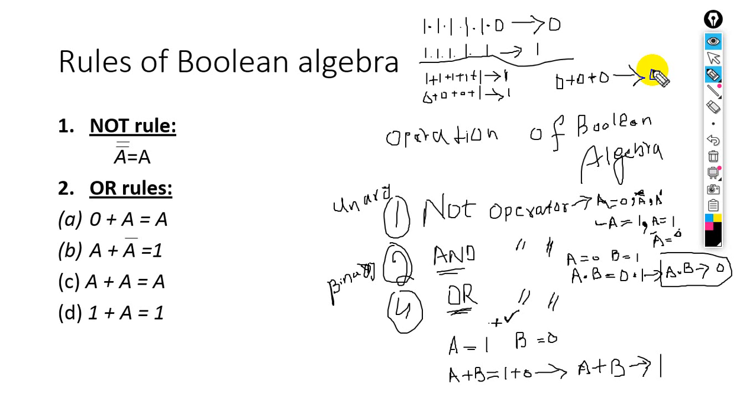So these are the different operations that we have. So how will we make functions by using these operators?